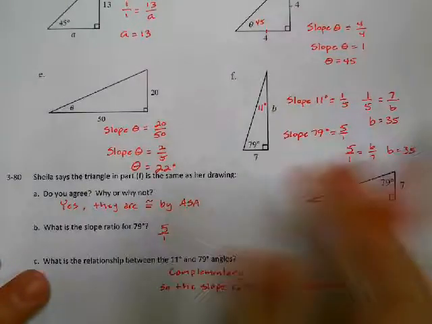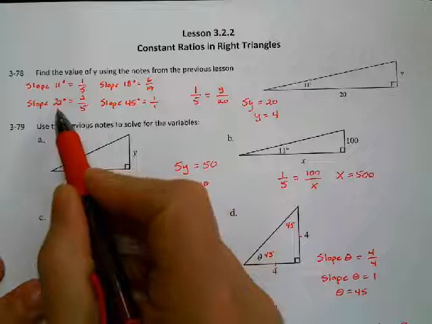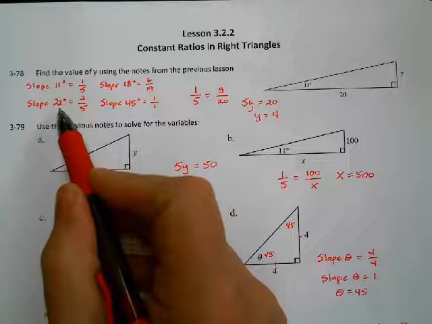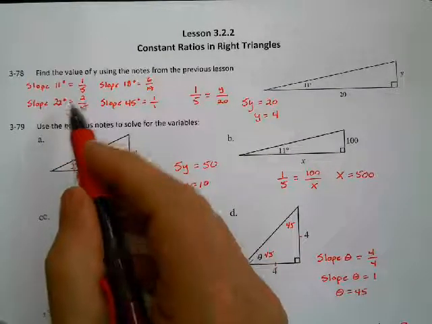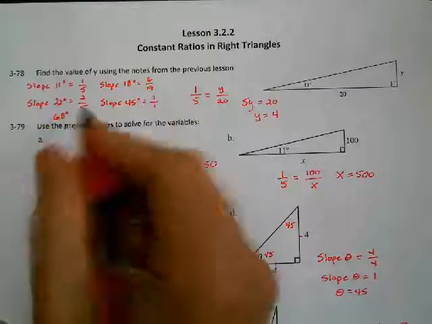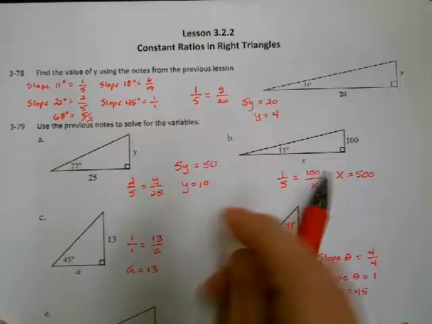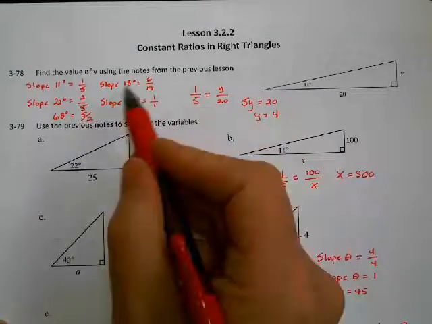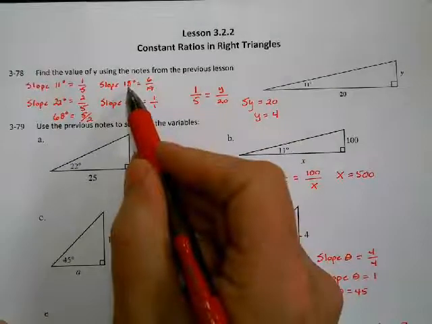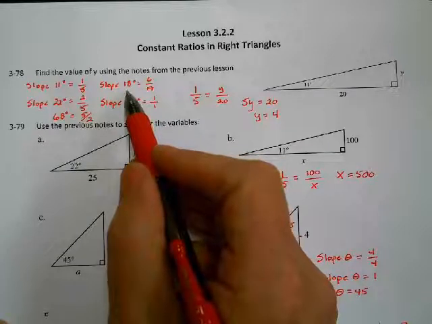So over here, when I said that the slope of 22 is 2 over 5, the complement of 22, remember, complement means they add up to 90. The complement of 22 would end up being 68. So the slope ratio of 68 degrees would be the reciprocal, 5 over 2. We could do that with 18 as well. The complement of 18 is 62. So the ratio of 62 would be 19 over 6.